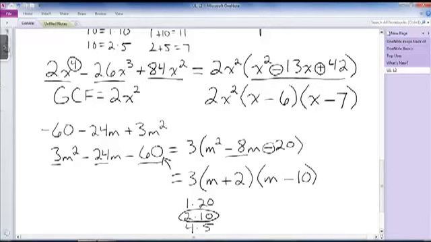And there's my answer. Do not omit the 3. The 3 is part of your answer. It's out front. It's there. If it weren't there, it would have been a different problem to begin with.